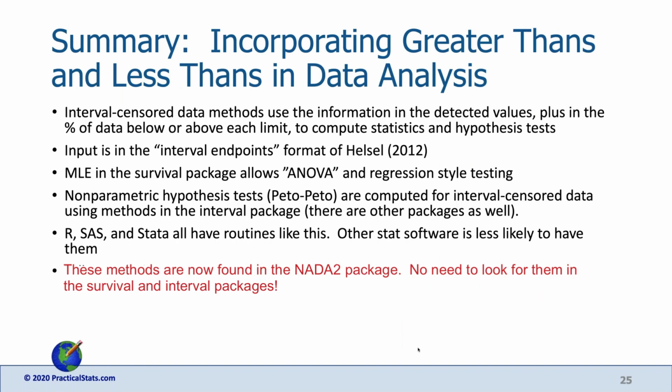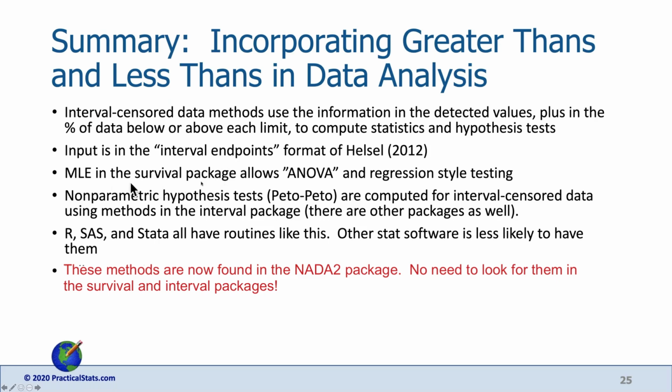So these non-parametric methods exist for interval censored data, which handle greater thans, or they handle the data in between detection limits and quantitation limits. They use the information in the detected values plus the percent of data below or above each limit to compute these statistics and hypothesis tests. They do that without substituting numbers for any of them. The input format you have to give is an interval endpoints format.